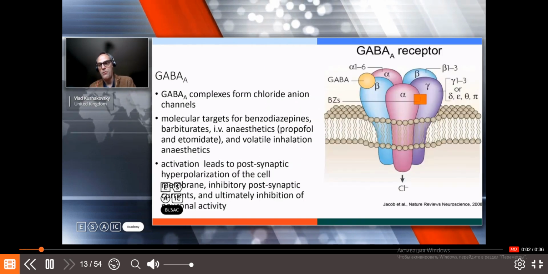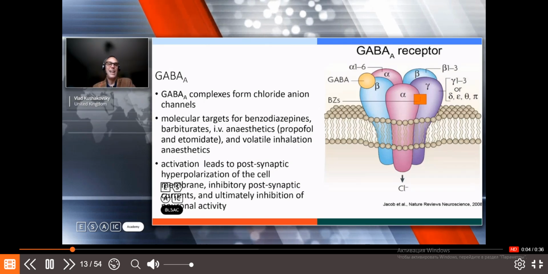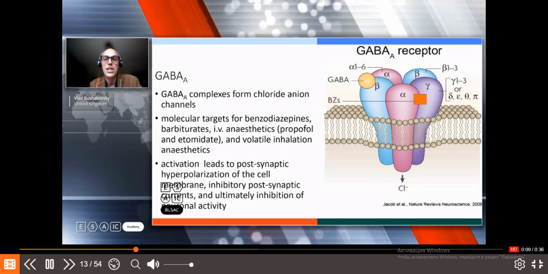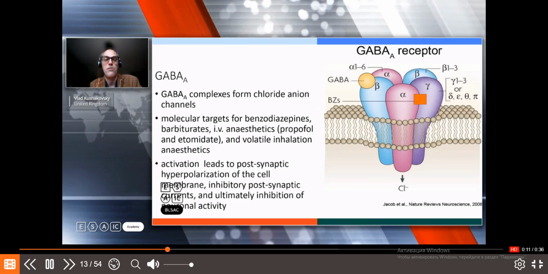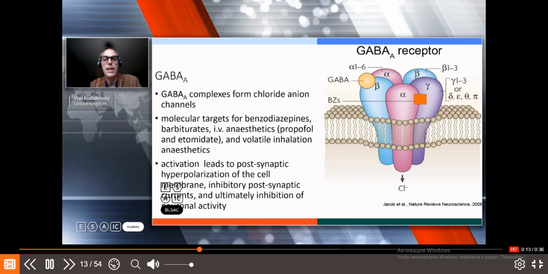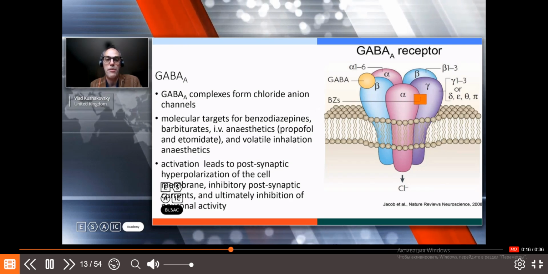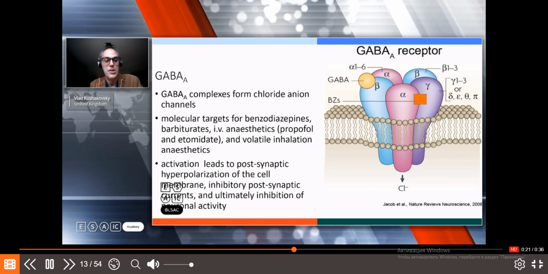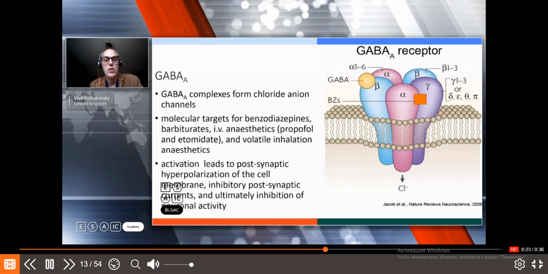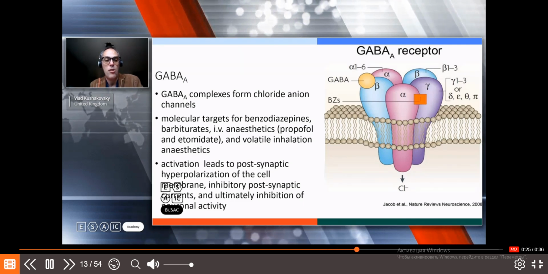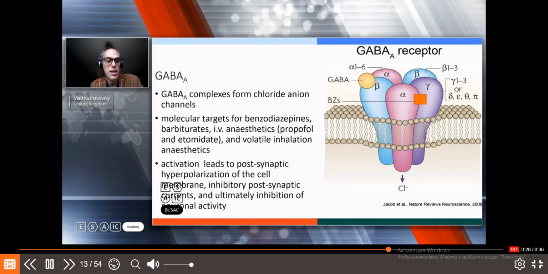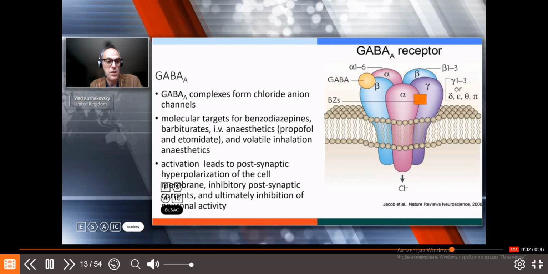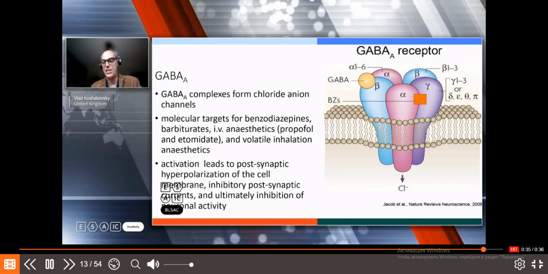And I've got a wonderful picture here to look at, the 3-dimensional structure of the GABA-A receptor. So they form a chloride channel, and they are molecular targets for barbiturates, IV anesthetics, propofol, etomidate, and volatile inhalational anesthetic agents. Activation leads to postsynaptic hyperpolarization of the membrane, inhibitory postsynaptic currents, and ultimately inhibition of neuronal activity.